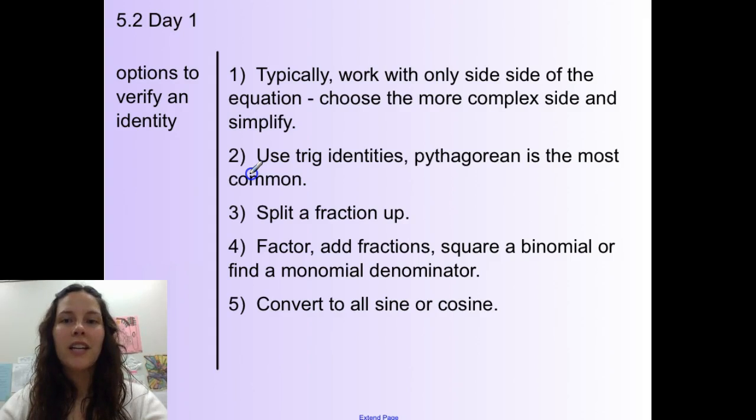You want to use those trig identities. The Pythagorean identities are really common, so make sure you're familiar with those. If you have a fraction, you can split it up. Tomorrow we're going to learn how to factor, and on the third day we'll learn how to add fractions, so we'll look at those later. Another one that's really helpful is number 5. Keep that in mind. Convert to all sine or cosine, and typically you're going to get something to cancel or simplify out.